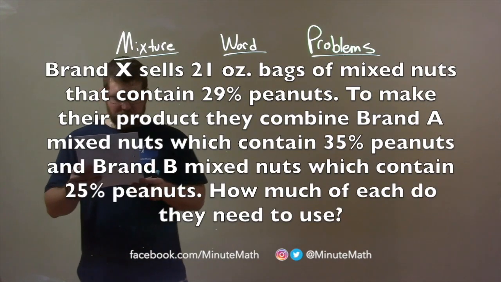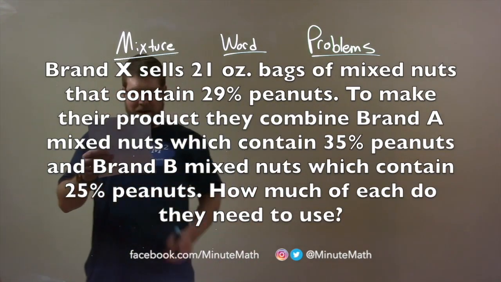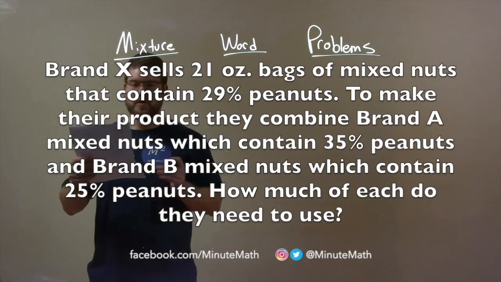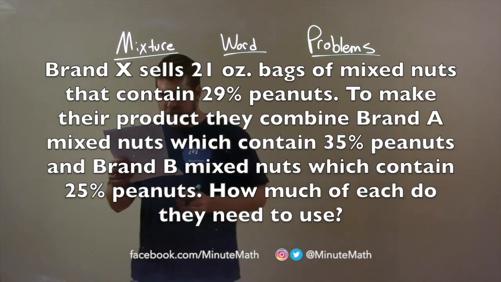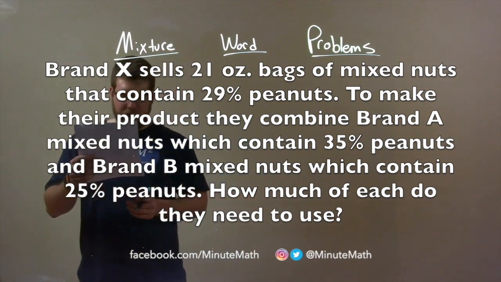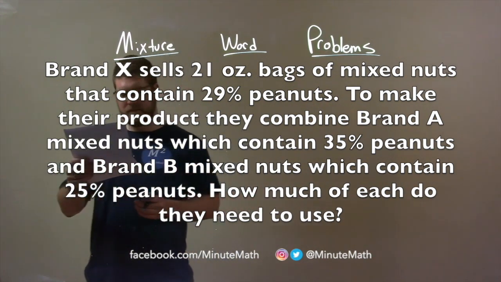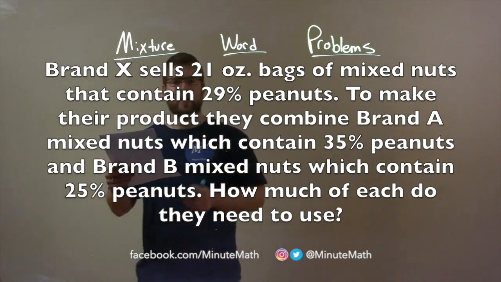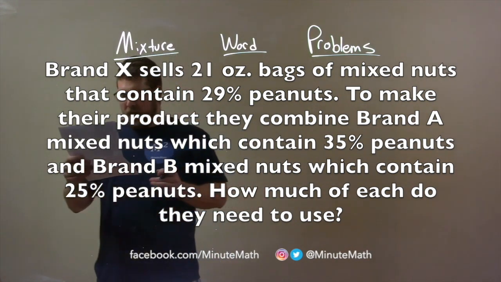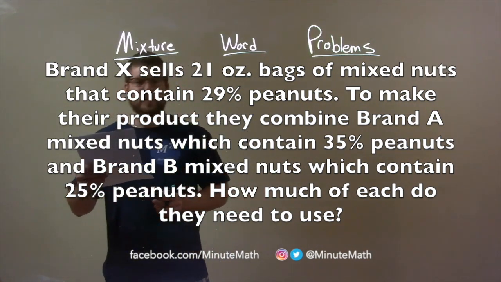Brand X sells 21 ounce bags of mixed nuts that contain 29% peanuts. To make their product, they combine Brand A mixed nuts, which contain 35% peanuts, and Brand B mixed nuts, which contain 25% peanuts. How much of each do they need to use?